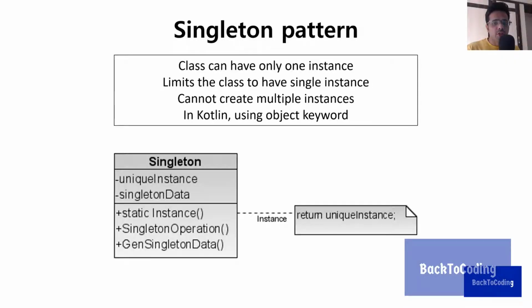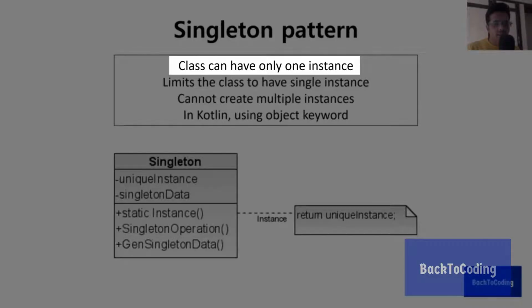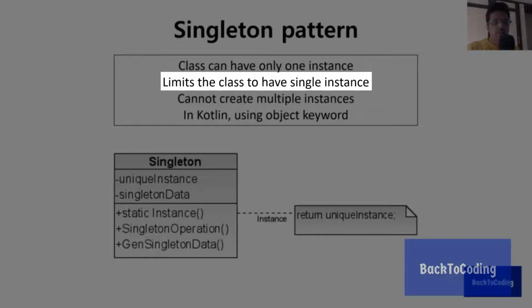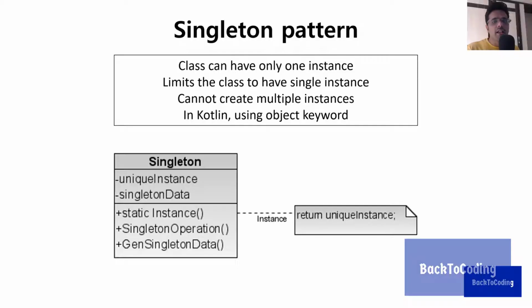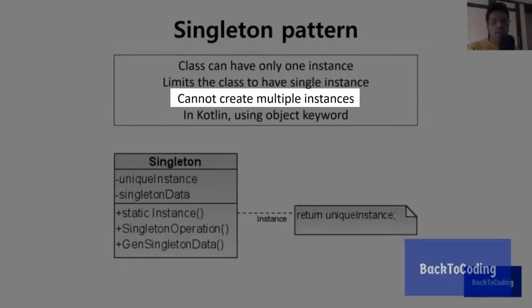Let's first understand what a singleton is. Singleton is an object-oriented pattern where a class can have only one instance. It limits a class to have a single instance during the entire lifecycle of an application. When a class is declared singleton, then we cannot create multiple instances of it.